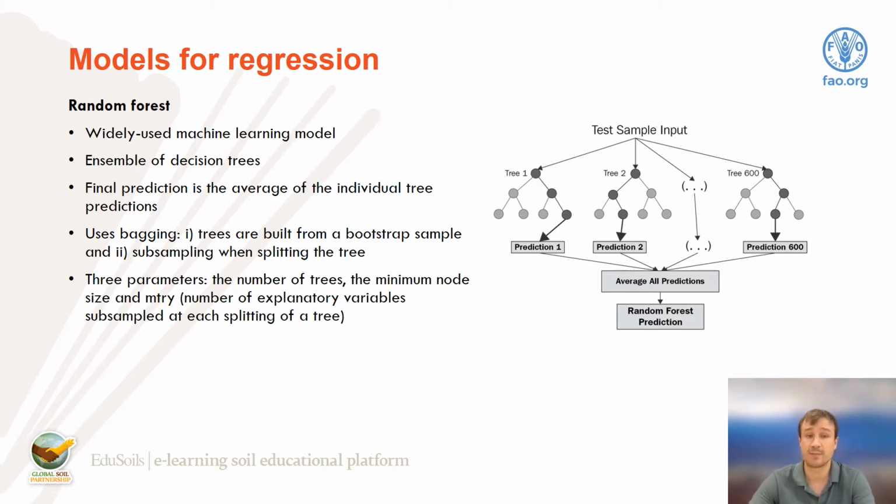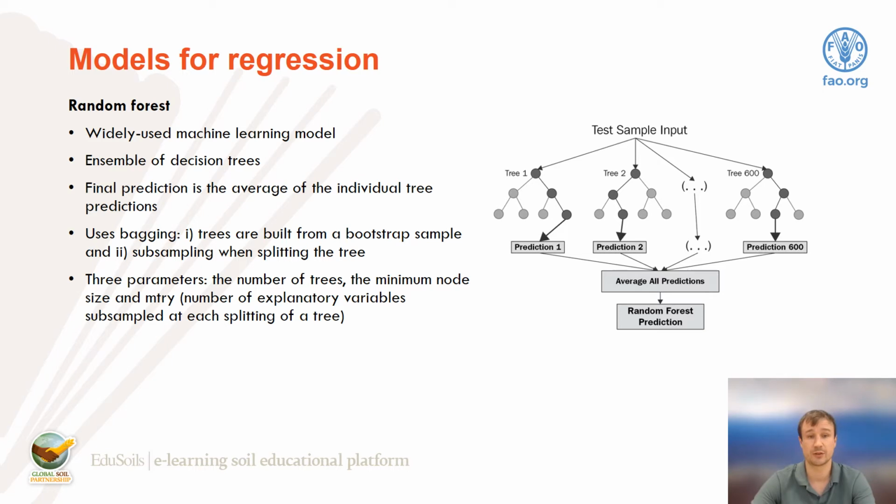Random forest is based on bagging, which stands for bootstrap and aggregating. So we build a single decision tree from a bootstrap sample of the original data, and then we introduce a random perturbation when splitting the tree. And we repeat this for all trees that we wish to build, for example, 500 trees.